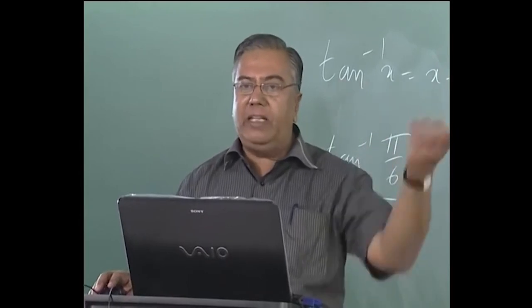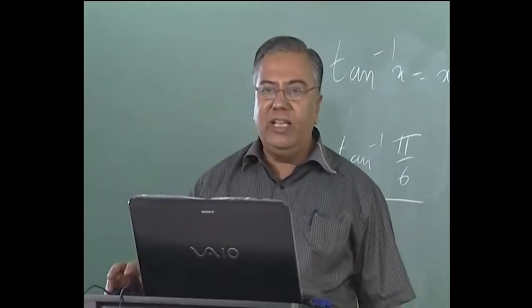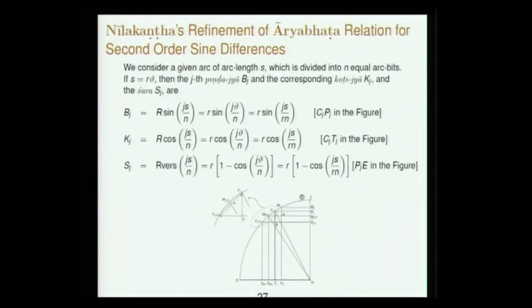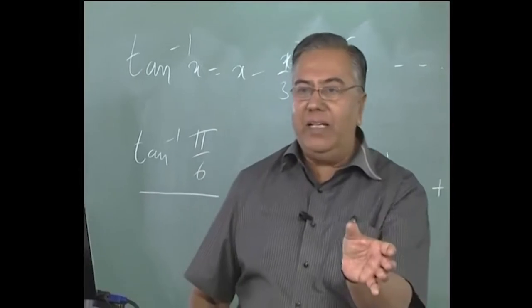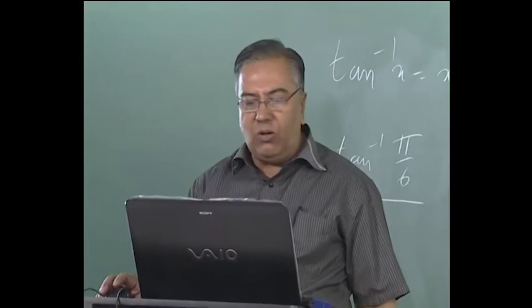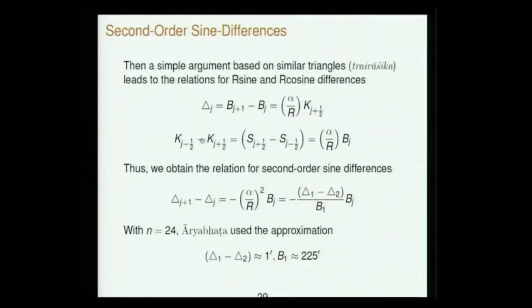Even for the paridhi vyasa sambandha, you are dividing the arc into n bits. This is the same way. In fact, we need not have gone through these n bits. It is just that I have a transparency which has the same diagram. We could have thought of each of these units as 225 minutes, not as s by n. The same relation will hold. The sine differences are proportional to the sine at bj, the second order sine differences. First order sine differences are related to the cosine, and the first order cosine differences are related to the sine.